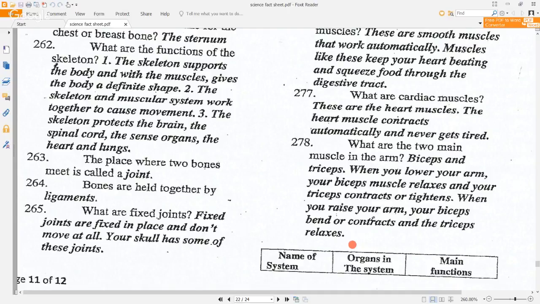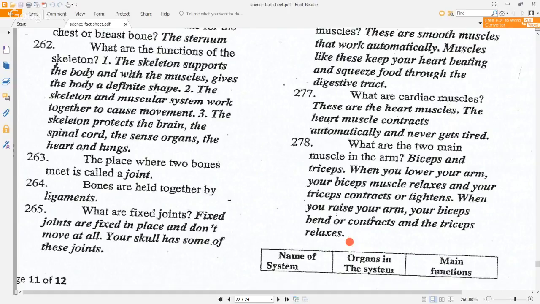What are the two main muscles in the arm? The biceps and the triceps. When you lower your arm, your biceps relax and your triceps contract or tighten. When you raise your arm, your biceps bend or contract and your triceps relax.